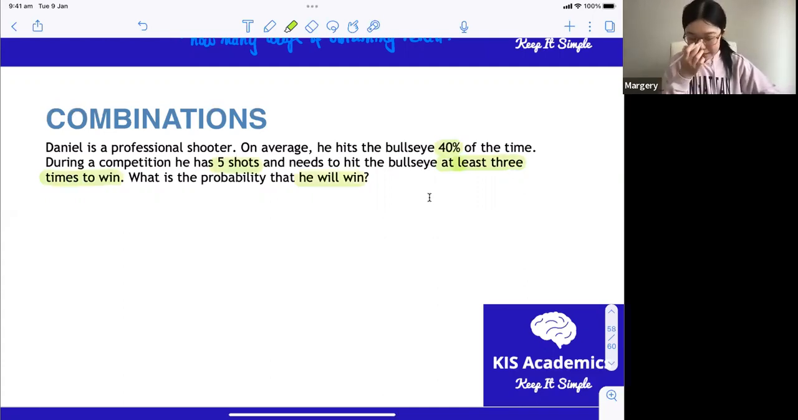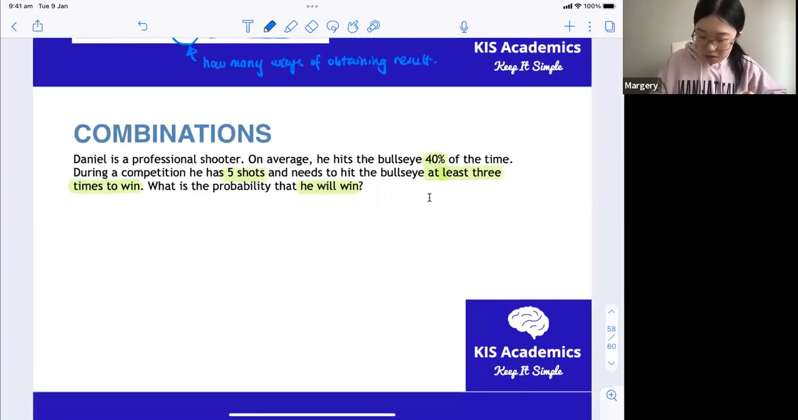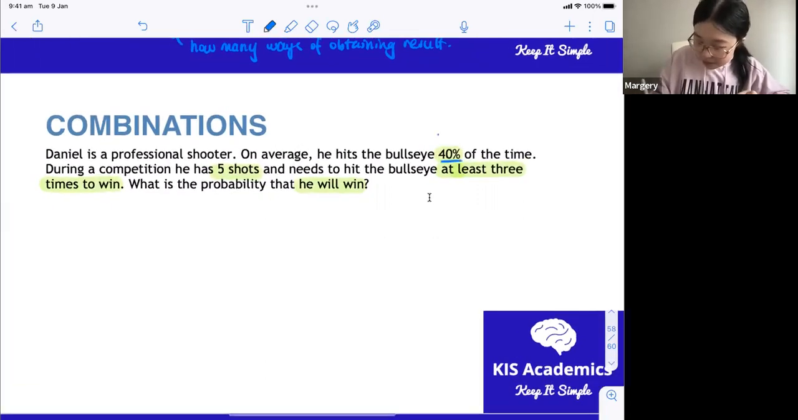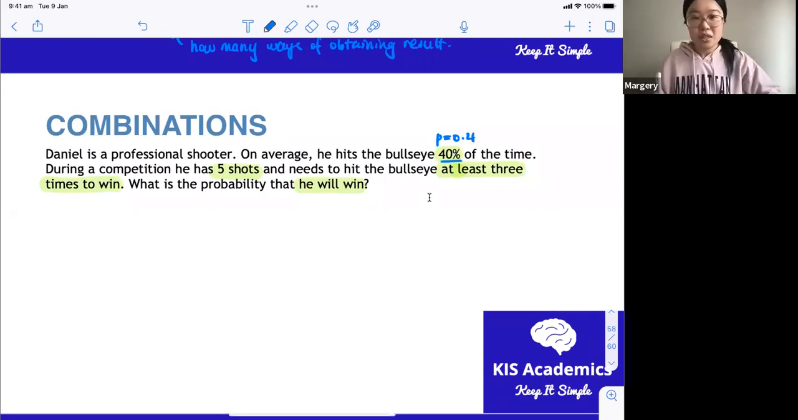So looking at this, the first thing I need to check is what kind of distribution I have. I've noticed that I've got a constant probability of success, p, of 0.4 consistently. That doesn't change depending on whether he hits the bullseye on the first shot or not. So we've got the same probability of success throughout all of these different shots, and we've also got n shots, so n different trials.